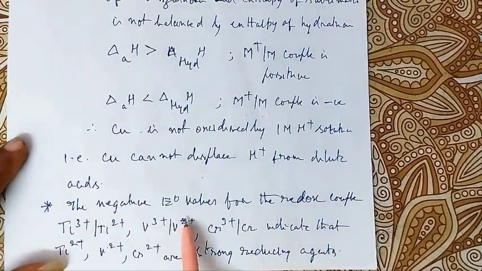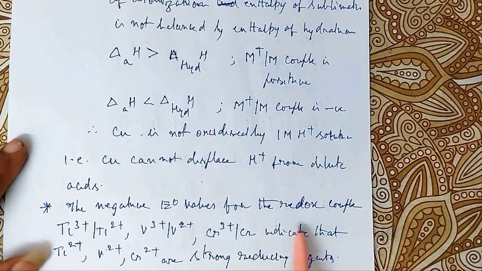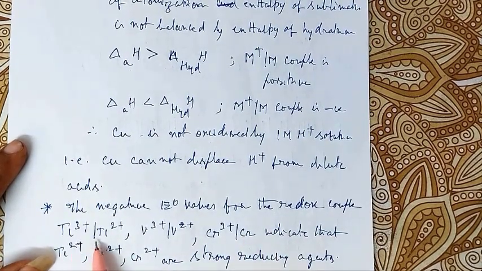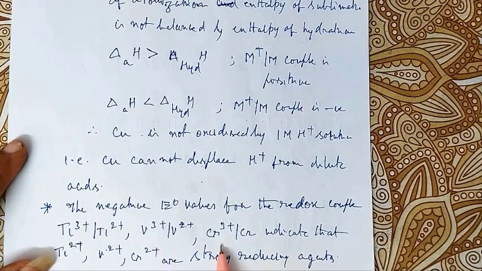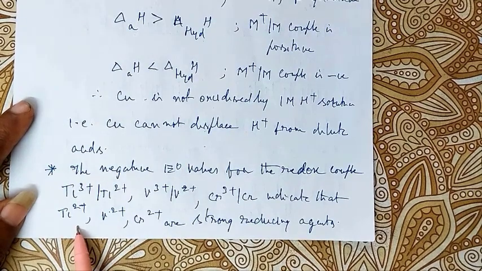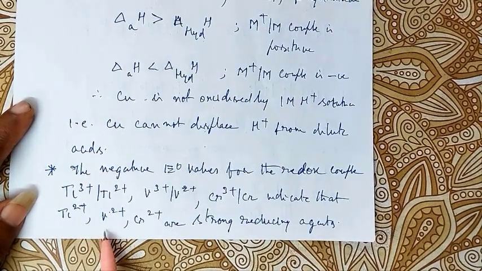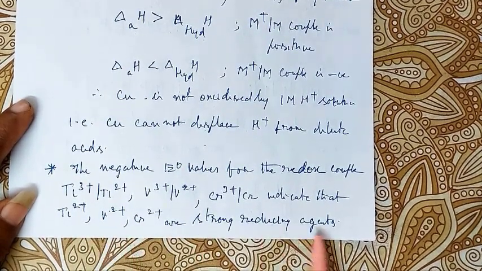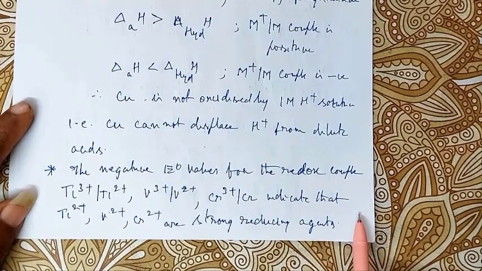The negative E naught values for the redox couples Ti3+/Ti2+, V3+/V2+, Cr3+/Cr2+ indicate that dipositive ions of titanium, vanadium, chromium are strong reducing agents. That is, they are ready to give the electron.